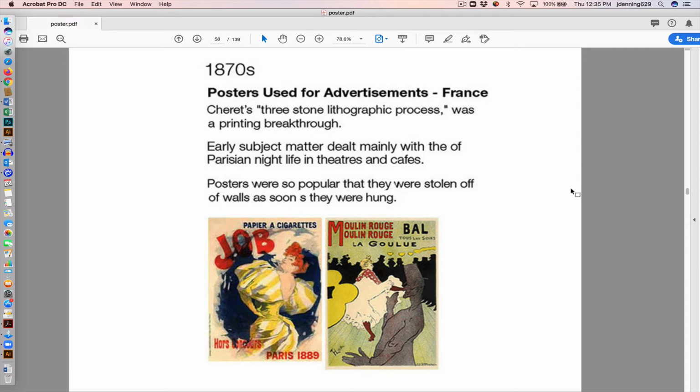Eventually, posters became useful tools to advertise events and businesses. And this happened along with some technical advancements in the printing process. The three-stone lithographic process was a printing breakthrough. And so the early subject matter for poster design usually dealt with Parisian nightlife and theaters and cafes. They were really beautiful because they were designed by painters of the time. And they were so popular, they were often stolen off of the walls as soon as they were hung.